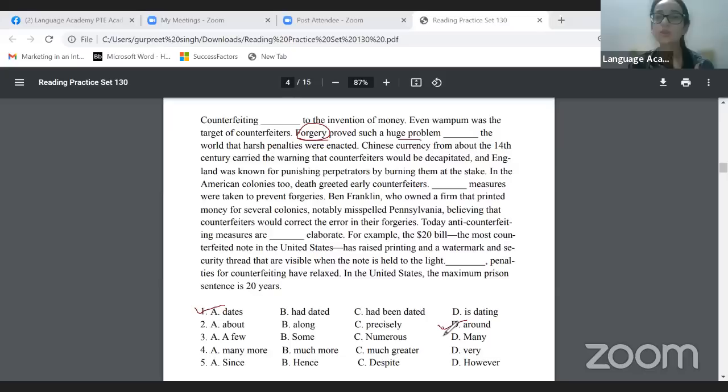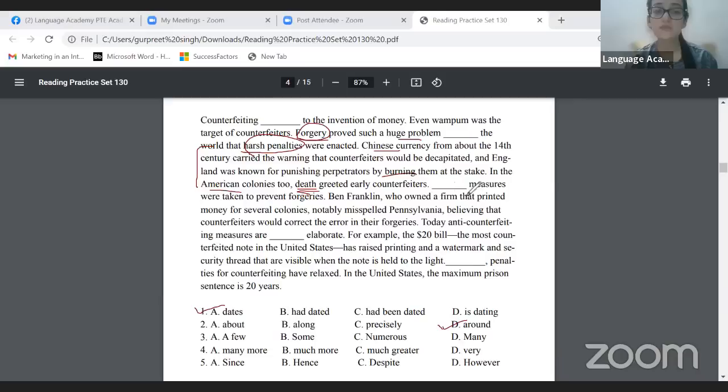Chinese currency from about the 14th century carried the warning that counterfeiters would be decapitated, and England was known for punishing perpetrators by burning them at the stake. In the American colonies too, death greeted early counterfeiters. So they have given us the examples that this was in America also, this was happening in China also, everywhere there was this problem of counterfeiters, and very severe, harsh penalties were given, that people were given death penalty. They were burnt, they were given death penalty. So it means it was very, very severe. Dash measures were taken to prevent forgeries. So how many measures? A few.